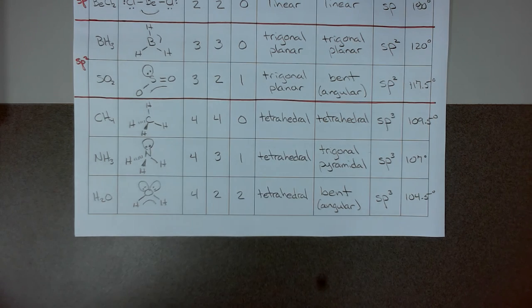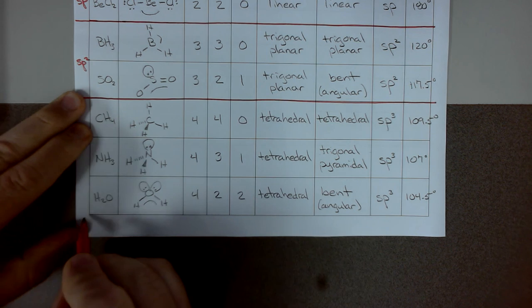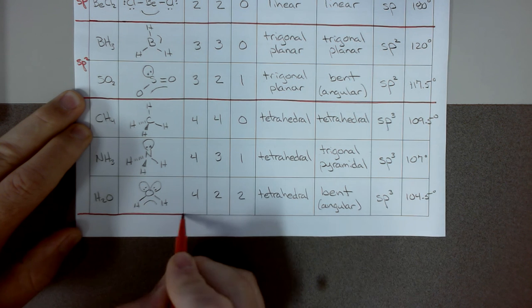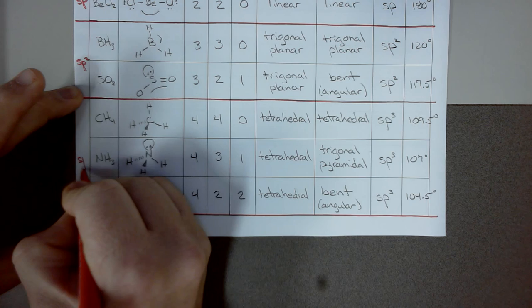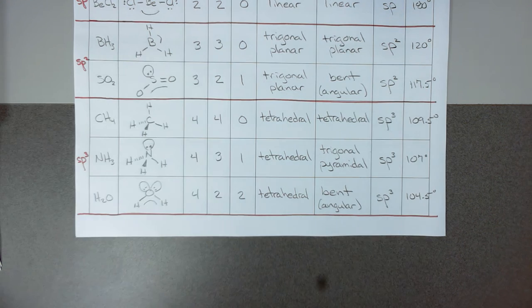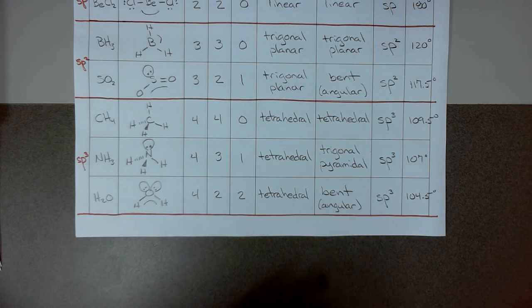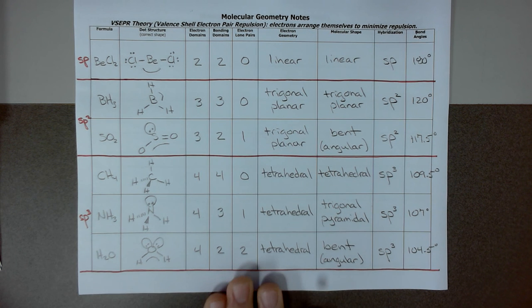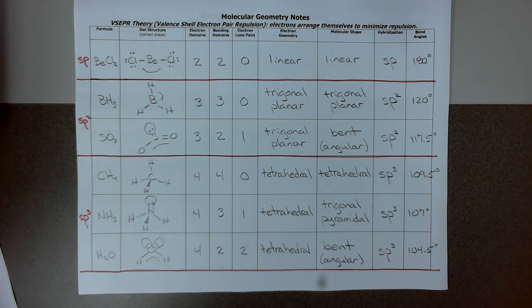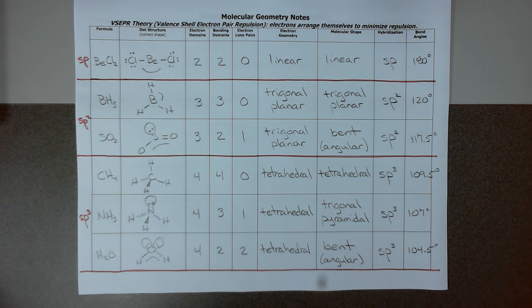And I would think of this one as our, you can call it the tetrahedral group or the sp3 hybridized group. So I am going to stop with this right here, and then I will add another video that includes the sp3d hybridized and the sp3d2 hybridized on the next video.